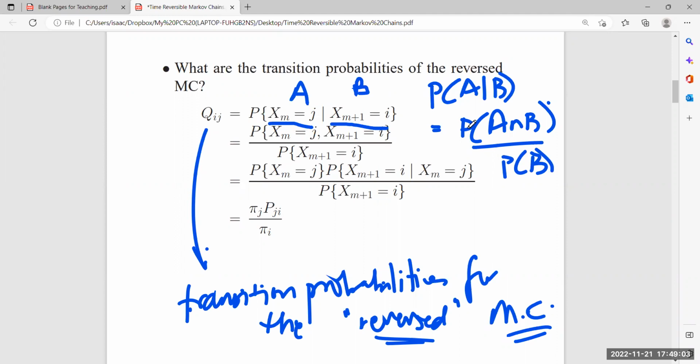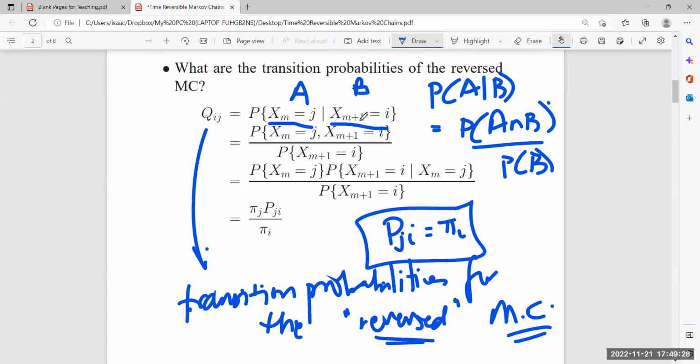Yes, you're right. Okay, I'll come to that. You wanted to find out if P_ji is equal to pi i. Well, if the stationary distribution holds, then yes. So if it's ergodic, let's go through this and make sure.